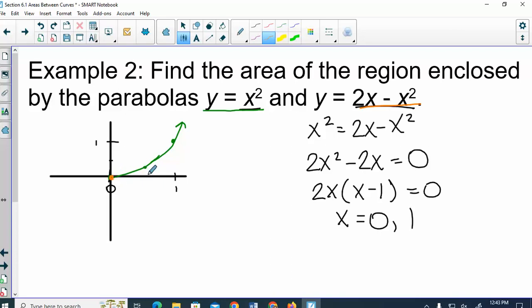Second one, if I put in a 0, 2 times 0 minus 0 is 0. If I put in a 1, 2 times 1 minus 1 is 1. If I put in 1 half, 2 times 1 half minus 1 half squared, I get 1 minus 1 fourth, or 3/4. So we can tell this is a downward facing parabola, so it's kind of curving the other way. It's going to look more like this. My graph's a little bit off. But we are finding the area between them. So this part right here.